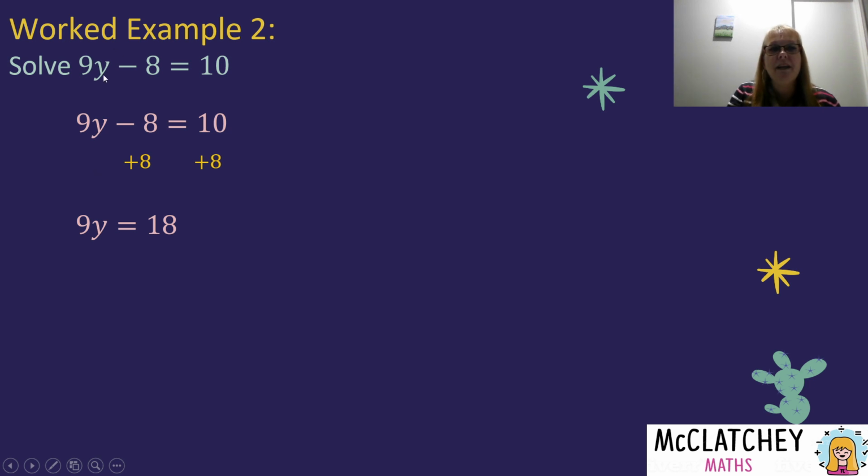If I try that up here, it would be horrible, but now it's pretty easy because 9 divides nice and evenly into 18. So I'm going to divide the left-hand side by 9, the right-hand side by 9. 9 divided by 9 gives me 1y, and that's equal to 2.